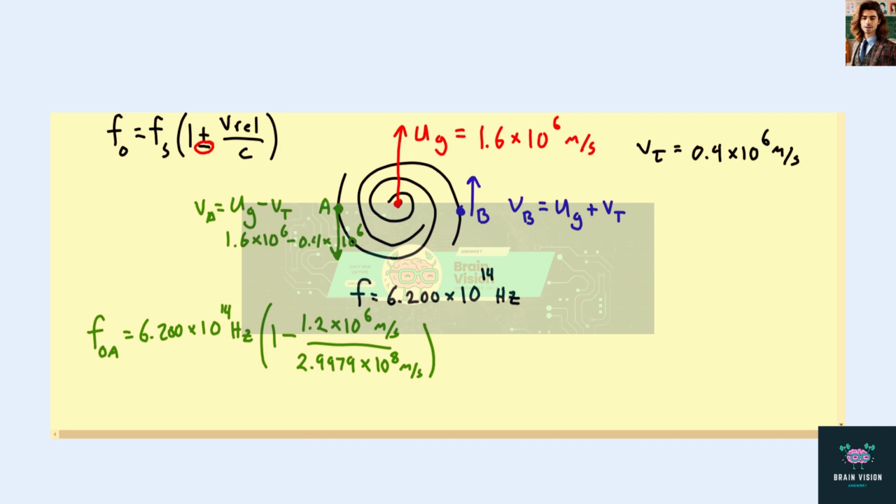Now we plug all that into our calculator, and we see that the frequency observed from point A comes out to about 6.175 times 10 to the 14 hertz.